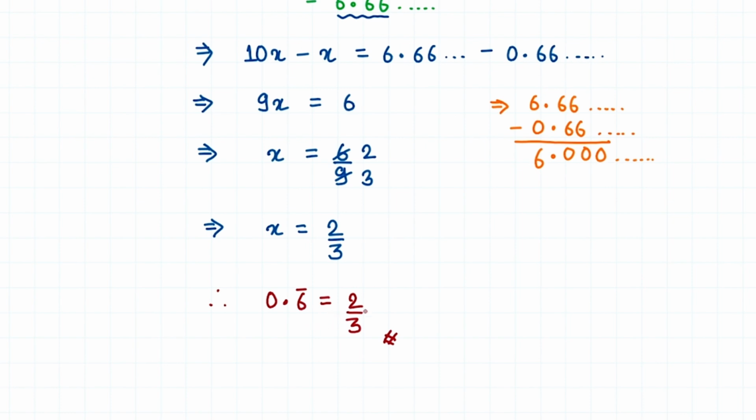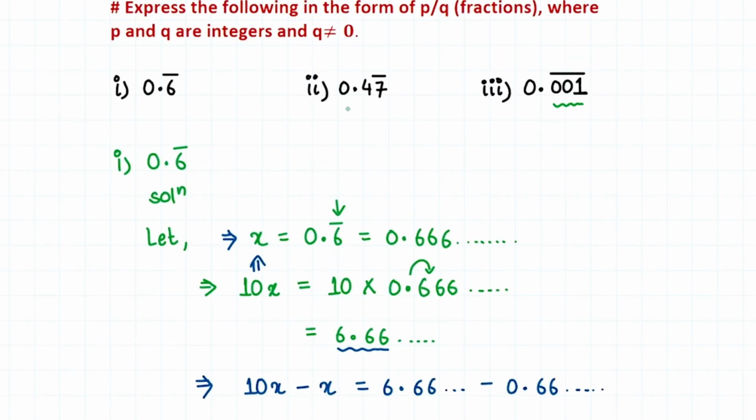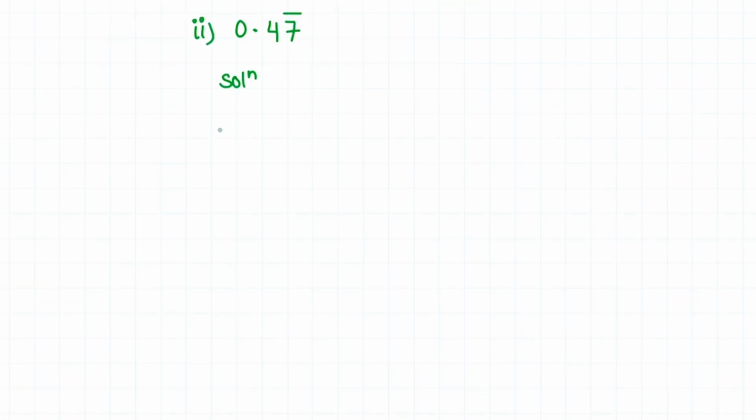Now let's use the same trick in our second question. Our second question was 0.47 bar, where we only have the bar on the 7. Again, we are going to use the same process. Our first step is assuming this 0.47 bar as x, which is equal to 0.4 with the 7 repeating continuously. Our next step is to multiply x by 10, because only one digit is repeating.